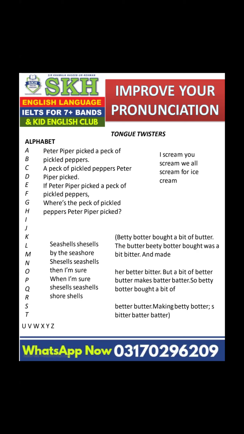Ice cream, you scream, we all scream for ice cream. Peter Piper picked a peck of pickled pepper. If Peter Piper picked a peck of pickled pepper, where's the peck of pickled pepper Peter Piper picked? She sells seashells by the seashore. Betty Butter bought a bit of butter, the butter Betty Butter bought was a bit bitter and made her better, but a bit of better butter makes better. So Betty Butter bought a bit of better butter, making Betty Butter's bitter butter better.